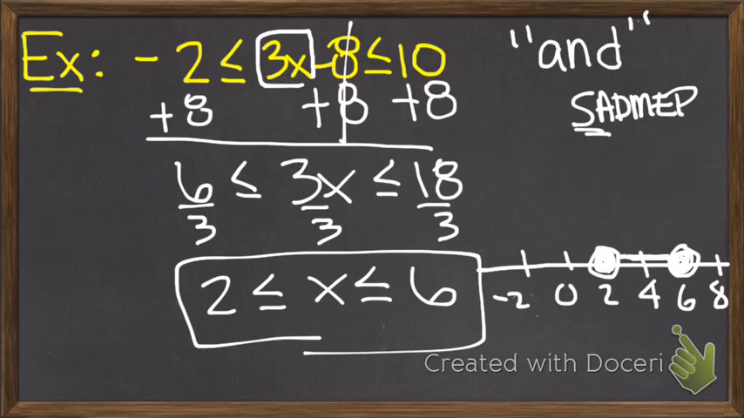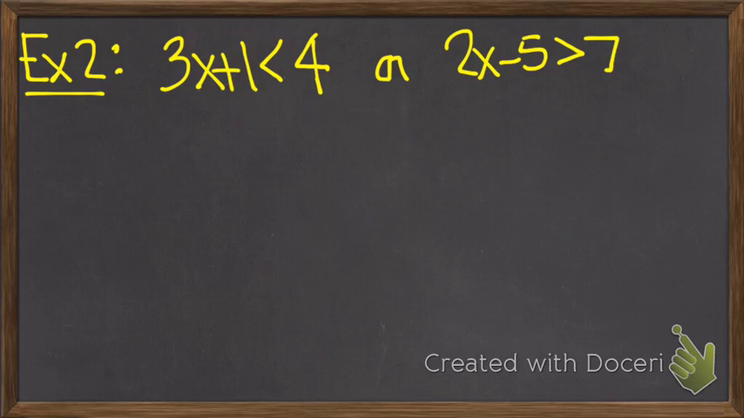Take a look at this, an example of an "or." When you have an "or," you just have to do them as two separate problems. So here, 3x plus 1 is less than 4. DeMonte, what are we going to do to solve for x?